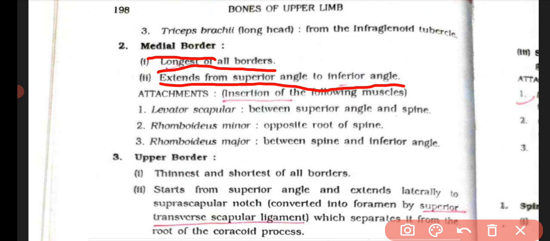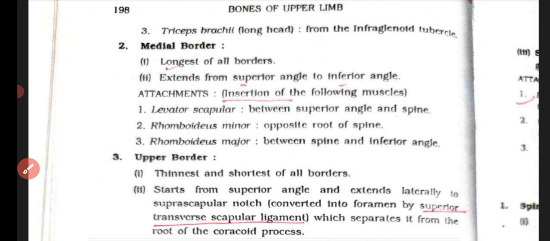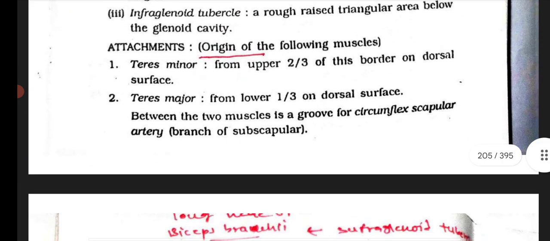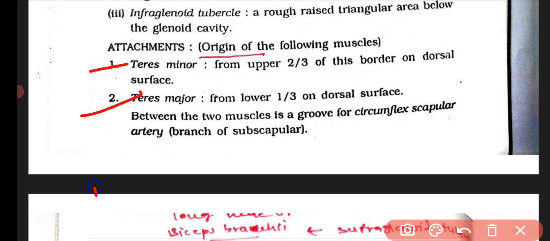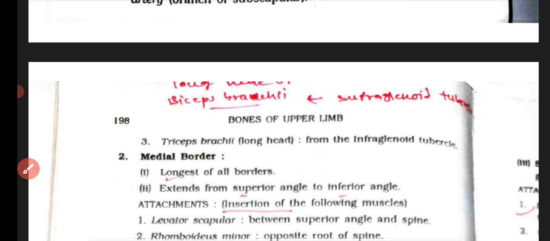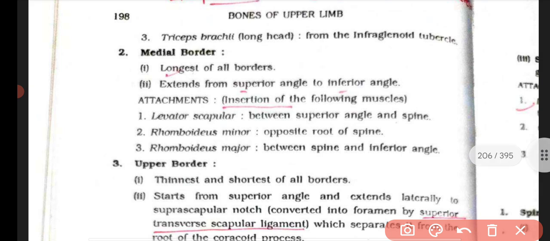In the lateral border, we can see the three muscles which originate: teres minor, teres major, and triceps. And from the medial border, three muscles we will see which are inserted. Number one is levator scapulae, rhomboideus major, and rhomboideus minor.